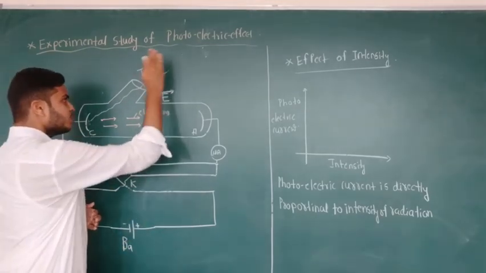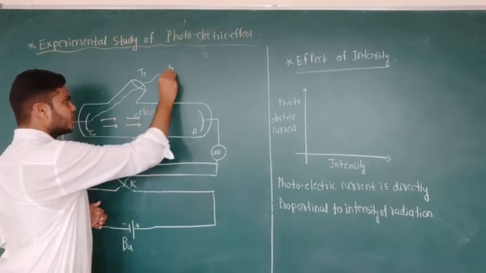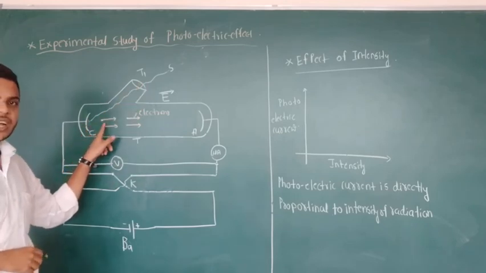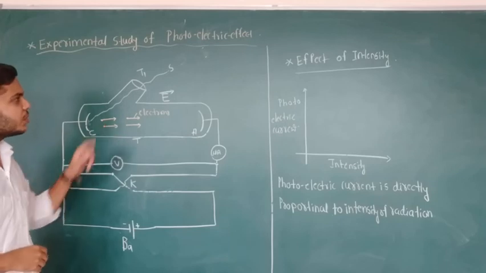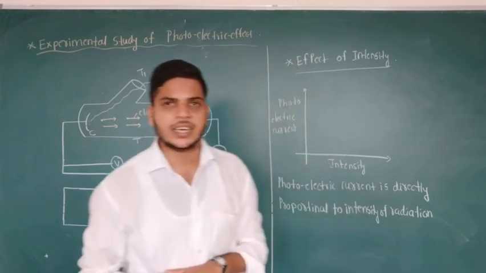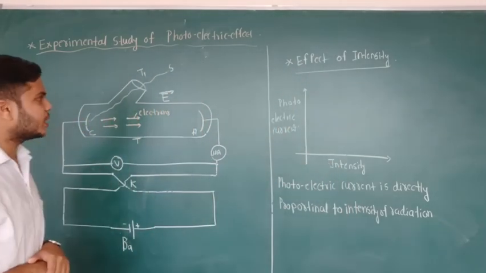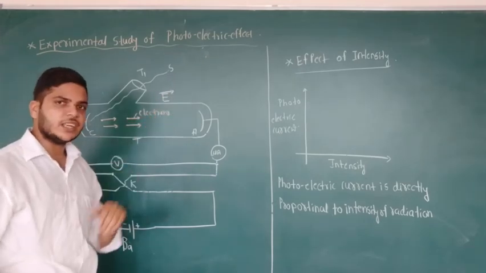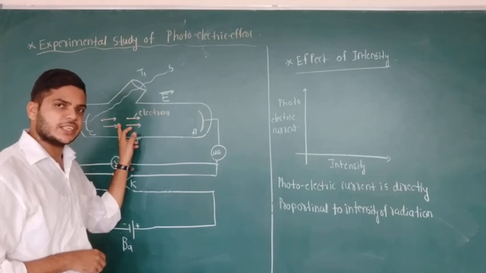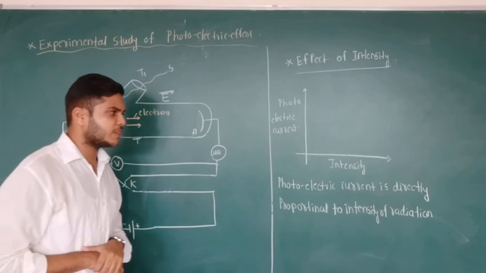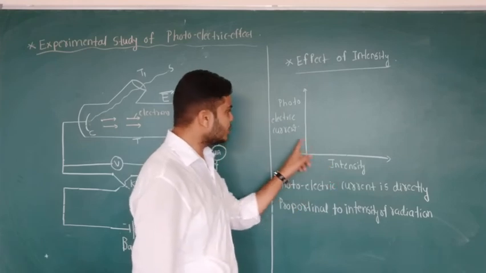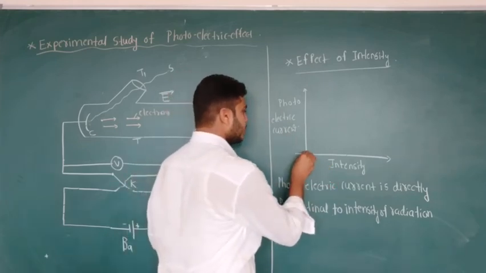Now again I change the position of the source and bring it nearer to the tube. Then what will happen? Again a larger number of electrons come from the metal. Therefore, what will you conclude? The intensity of the radiation is directly proportional to the photoelectric current. If you increase the intensity, electrons are emitted in large number. If you decrease the intensity, electrons are emitted in less number. Therefore, if you plot the graph between intensity of radiation versus photoelectric current, it will be a straight line.